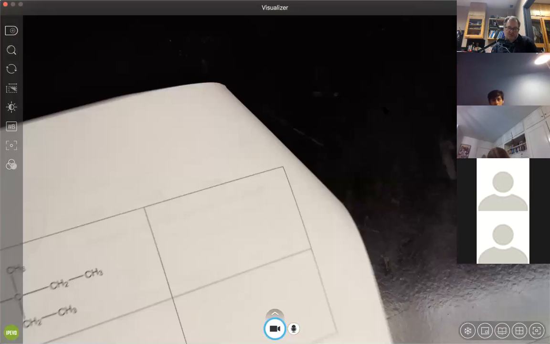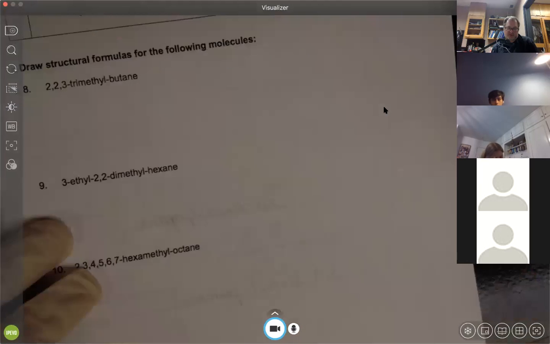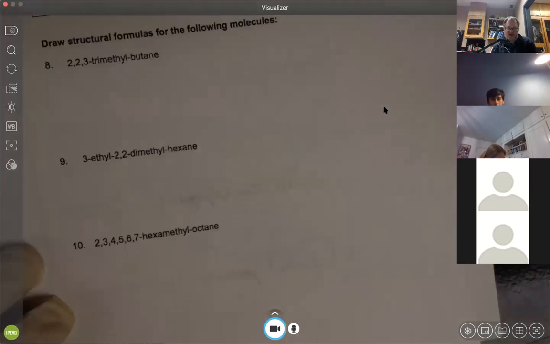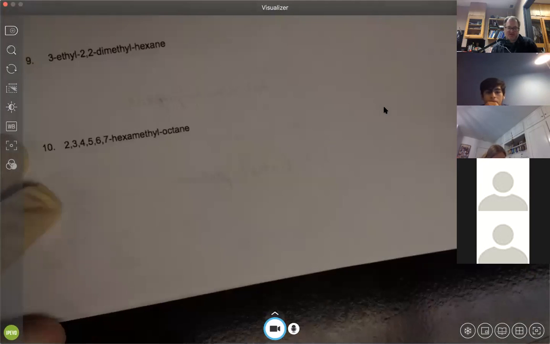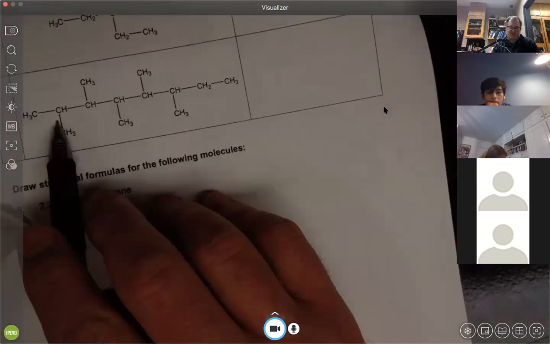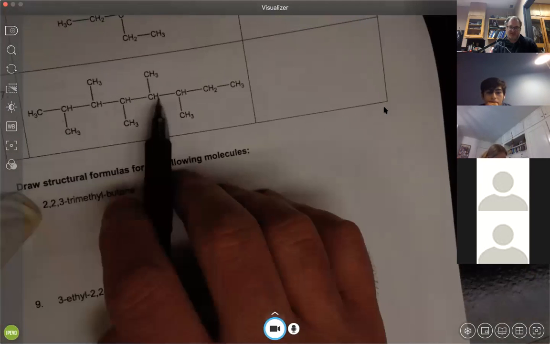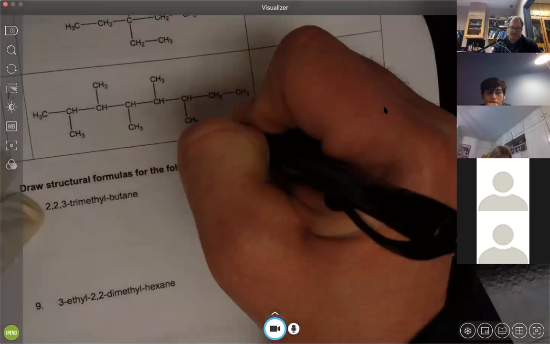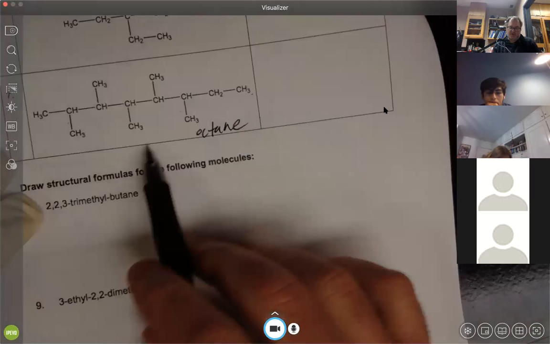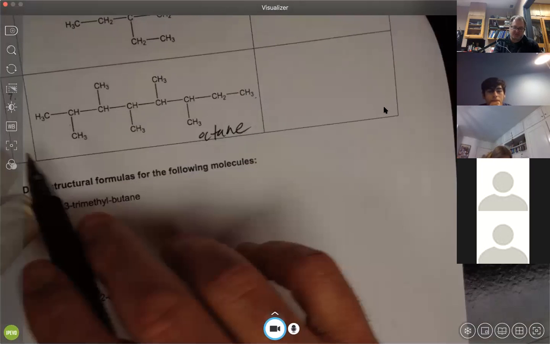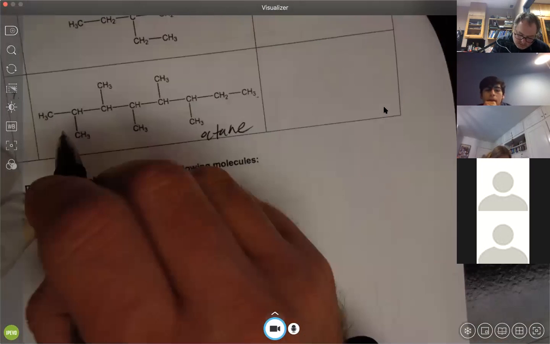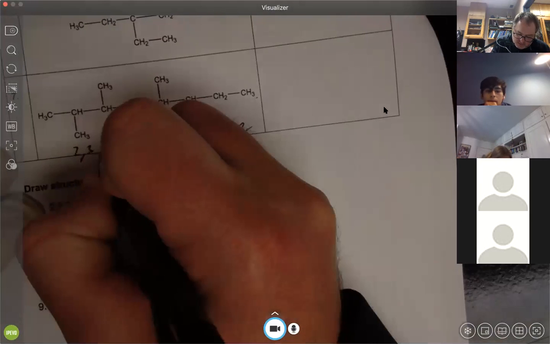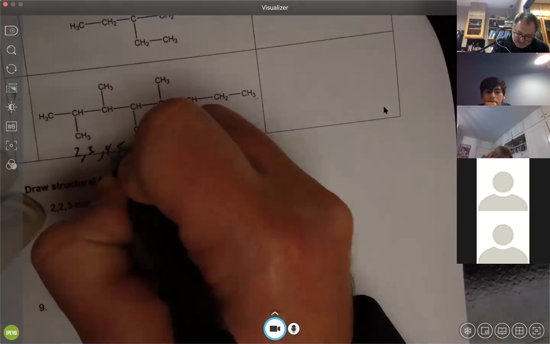Draw structural formulas for the following. It's all the same. How about any? Wow, 10. Is 10 even cool? Well, let's do this one real quick. 1, 2, 3, 4, 5, 6, 7, 8. So we're dealing with an octane here. I don't think we can get more than 8 anywhere. 1, 2, 3, or 1, 2. So we got 2, 3, 4, 5, 6.